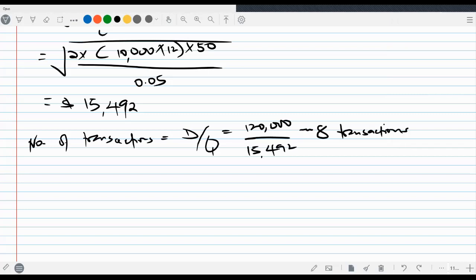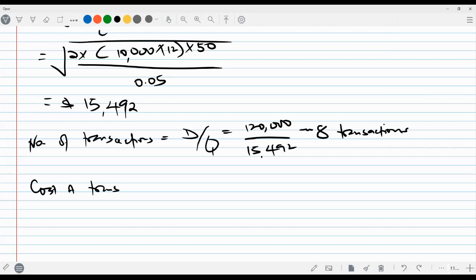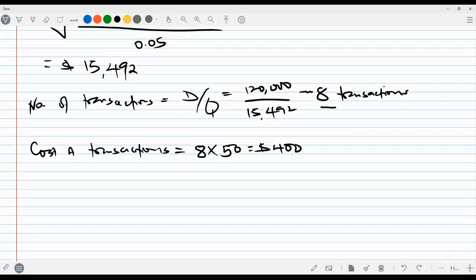The next question being asked is the cost of making those transactions. The total cost of transactions, given the number of transactions is 8, will be 8 multiplied by the cost per transaction, which is 50, to give $400.